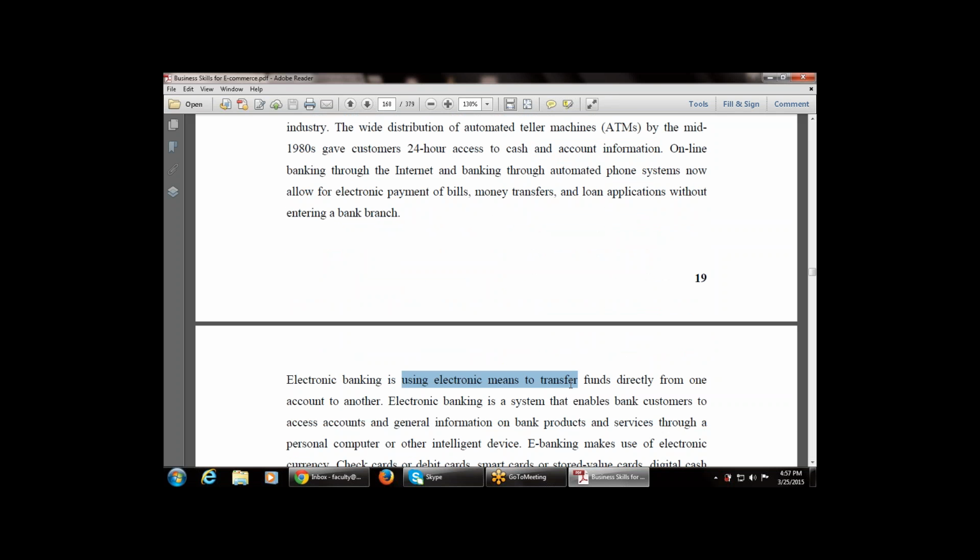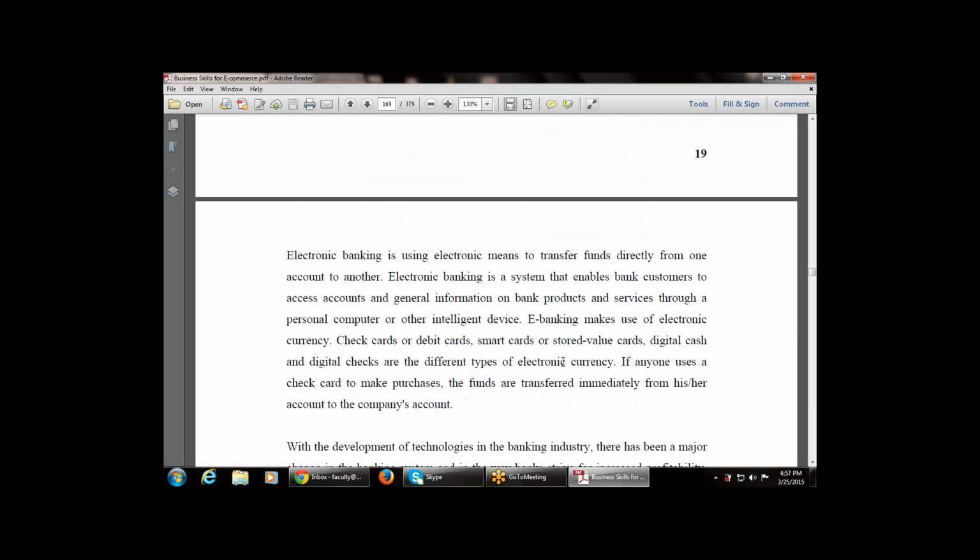E-banking is using electronic means to transfer funds from one account to another. So this is e-banking. That means transferring the funds from one account to another account. That is e-banking, that is electronic banking, that makes use of electronic currency.